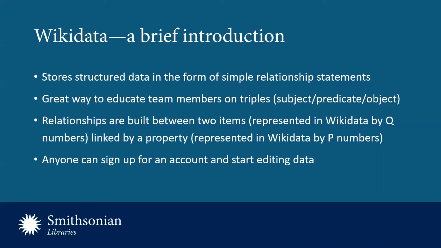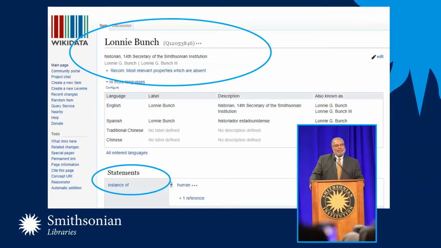So as an example, we'll talk about Lonnie Bunch, who's the secretary of the Smithsonian Institution. So here is Dr. Bunch's Wikidata page. You can see that he has been established and his Q number is right there in parentheses next to his name. And then below, you'll see there's that area, statements, where you can start making relationships between other items in Wikidata back to Lonnie Bunch.